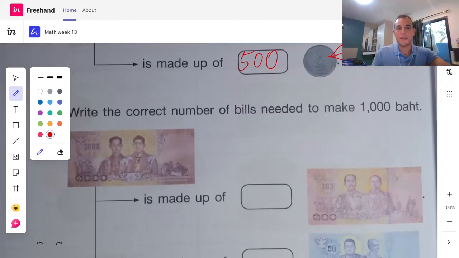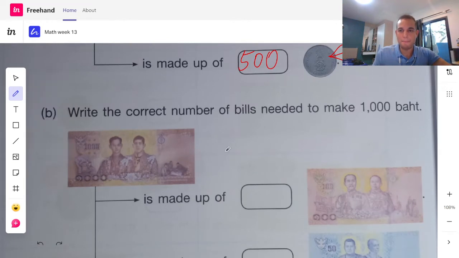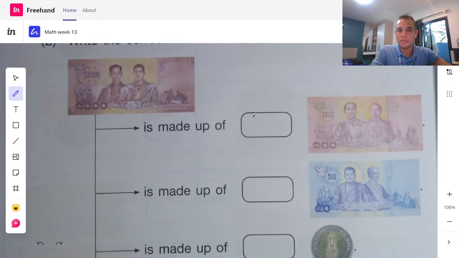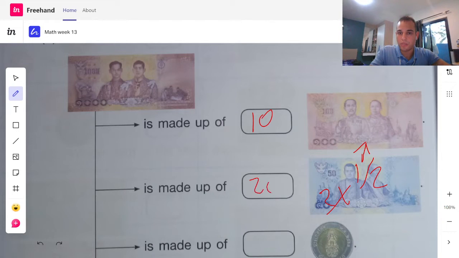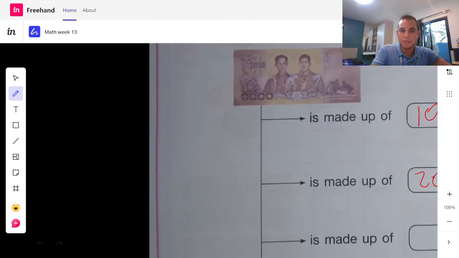Okay. Next, let's do the same thing for B. How many 100s? 10. How many 50s? Ooh, this is tough, right? So now we have 50 goes into 1,000. Well, we know that this is half of this, so that means we need twice as many. So we need to do times 2. So 10 times 2 is 20. We need 20 50 baht to get to 1,000. But let's check. Okay, let's try it.